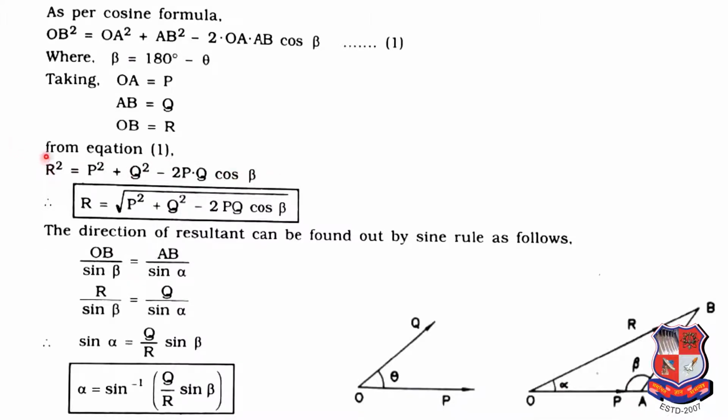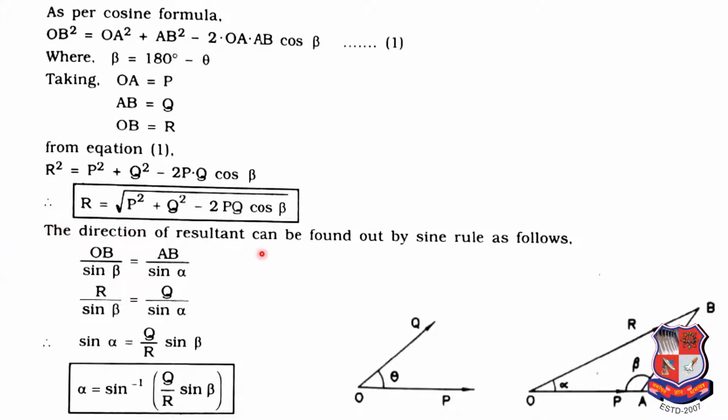So if we need only resultant R, then what will be that? We have to apply under root over here. Okay. So R is equal to under root P square plus Q square minus 2PQ cos beta. Then what we have to do?